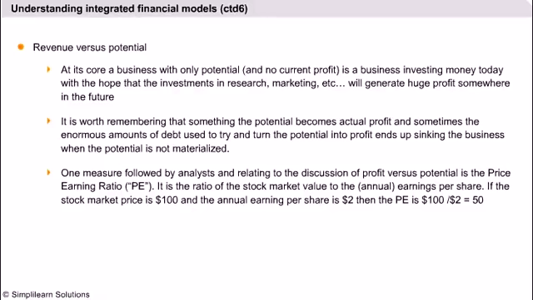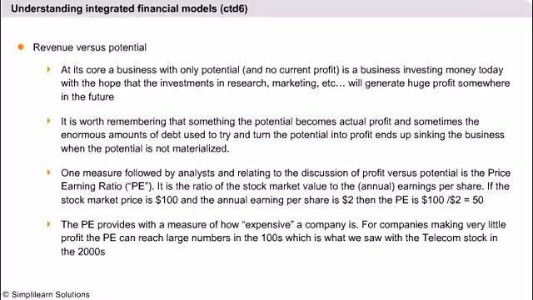One measure followed by analysts and relating to our discussion about potential versus immediate profit is the price-earnings ratio, PE, or sometimes called PER. It is the ratio of stock market value to the annual earnings per share. If the stock market price is $100 and the annual earnings per share is $2, then the PE is $100 divided by $2, which is equal to 50. The PE provides a measure of how expensive a company is. For companies making very little profit or even a loss, the PE can reach either very large numbers or, worse, negative values showing that the profit is a loss. This is what we saw during the early 2000s with many telecom companies.